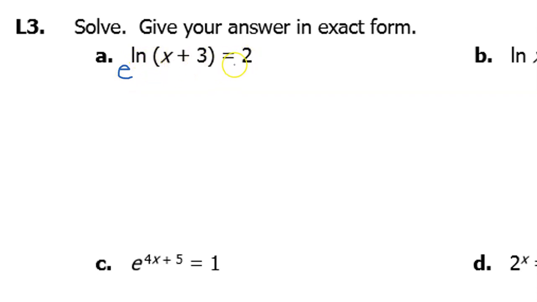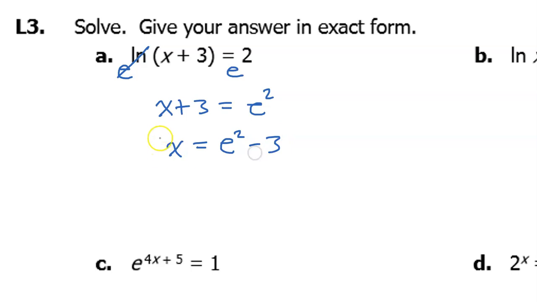So an easy way to solve this problem would be to give both sides of the equation a base e. On the left side, these cancel each other out and leave you with x plus 3 is equal to e squared. Now we just subtract 3 from both sides and you get x equals e squared minus 3. And that's it.